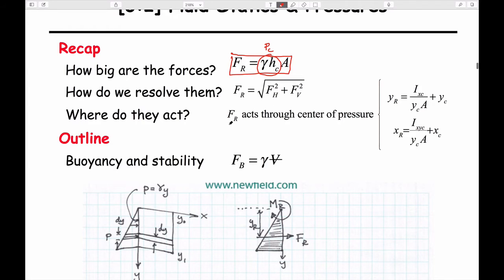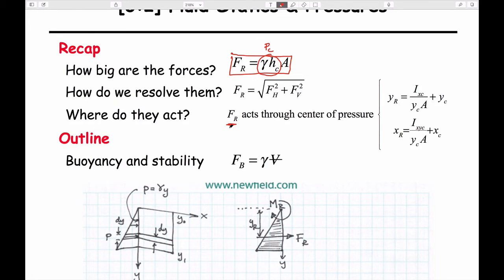And importantly, this resultant does not act at the centroid of the plate. It always acts below it for a linear pressure distribution, because the distribution is getting progressively thicker at the base. And for a linear pressure distribution that intersects the surface, it'll always be 2/3 down.